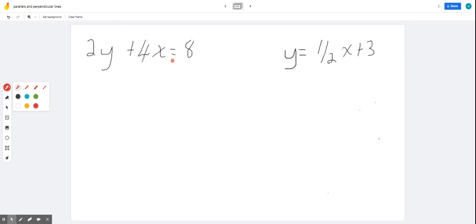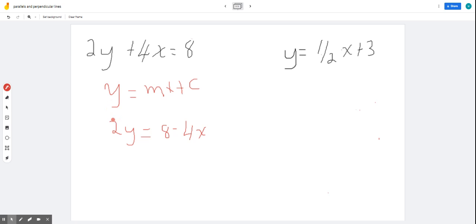So the first thing we'll have to do is to change this into the equation of the straight line, which is y equals mx plus c. So what we're going to do, we're going to transpose. So we'd have 2y is equal to 8 minus 4x. And because we want it in this form, we need to get rid of that 2. So we can divide this side by 2 and divide this side by 2. So we have y equals 4 minus 2x.